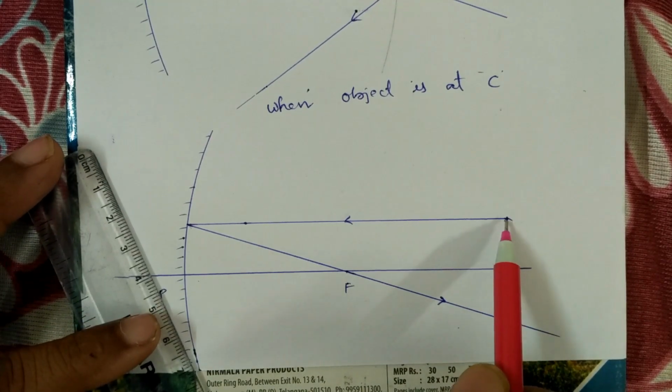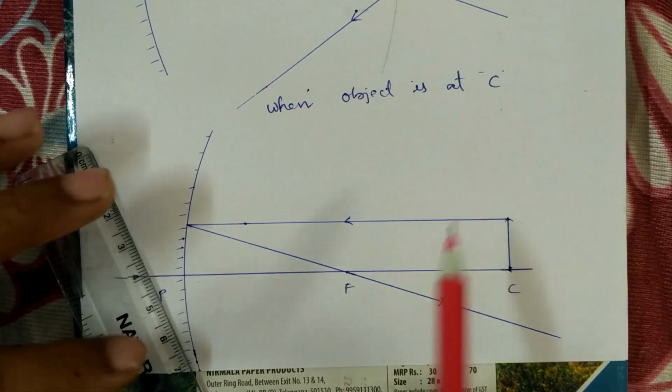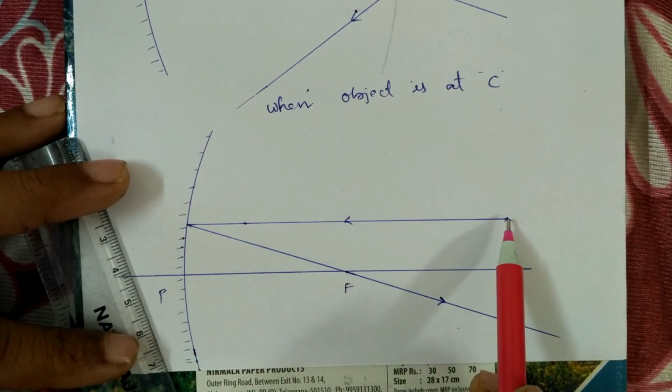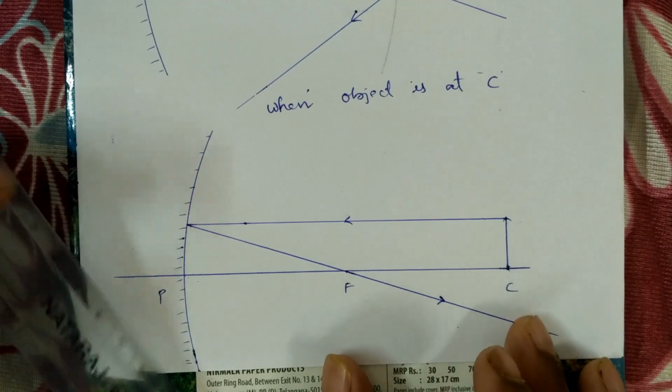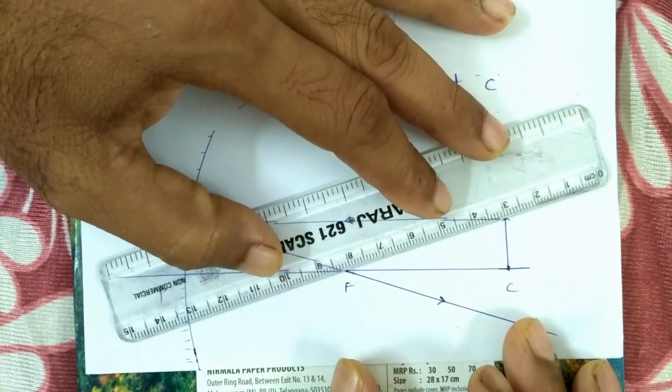Now we cannot take the ray through C. There are two options for us. One ray we can take through focus, or another ray, we can draw the incident ray at P, and we have to measure the angle. So it will take time. So let us draw a ray through focus now.